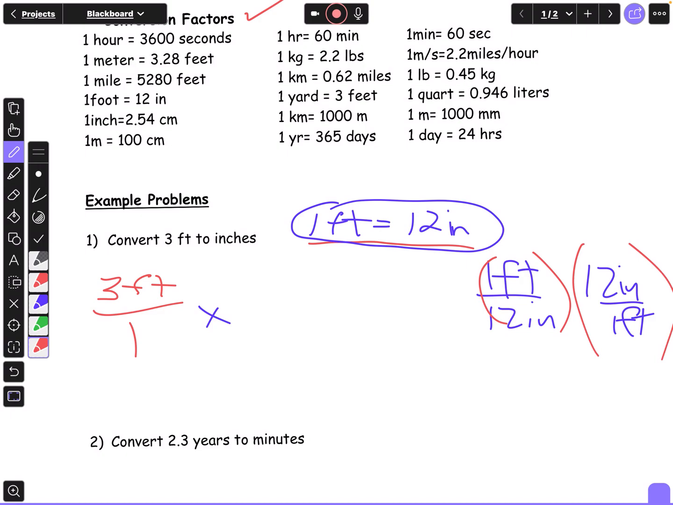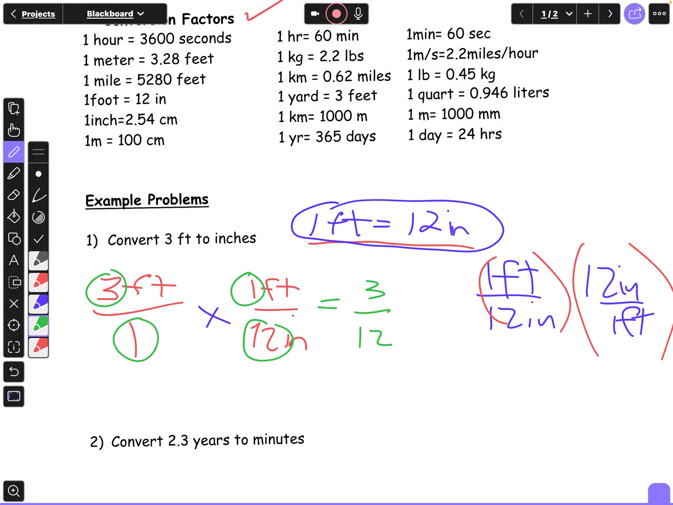Let's say that I multiplied by 1 foot over 12 inches. When I multiply this out, I would take everything on top, the 3, multiply it by 1. That would equal 3. And then I would multiply everything on bottom, 1 times 12, that would be 3 over 12. So then I'd have to take 3 divided by 12 to get my answer.